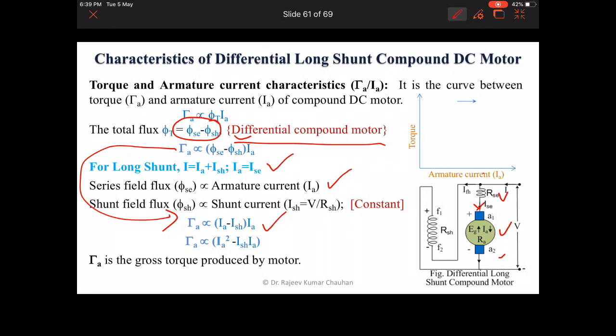Further, the value of torque is decreasing. In the previous case, it was IA square, now it is IA square minus ISH IA. Therefore, the torque and armature current curve will tilt further from the y axis to the x axis, or we can say torque axis to armature current axis in this figure.